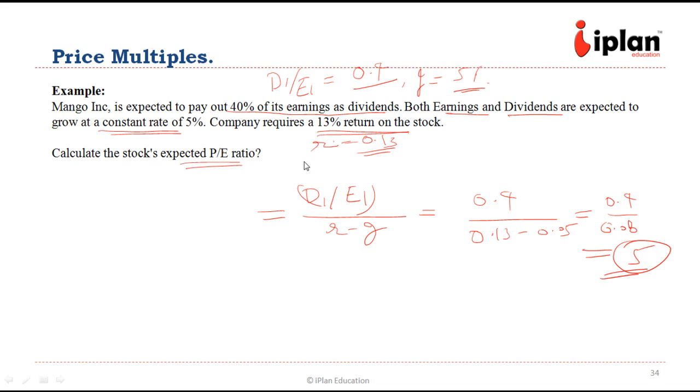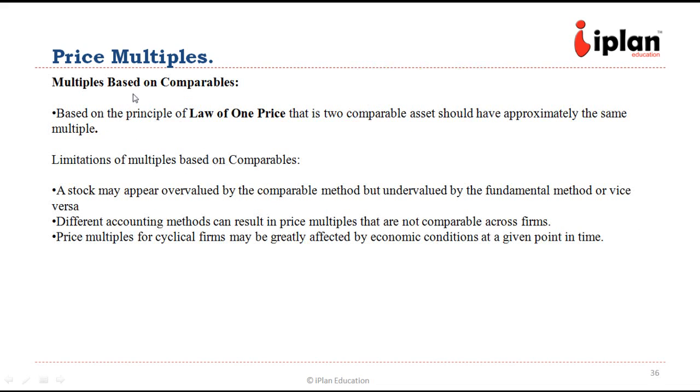Now let us move to the next slide. The multiples based on comparables. So we have the principle of the law of one price. If a certain stock or security has one value, it is going to have the same price. So if two assets are comparable, they should have approximately the same multiple.